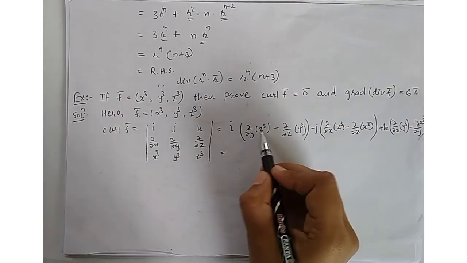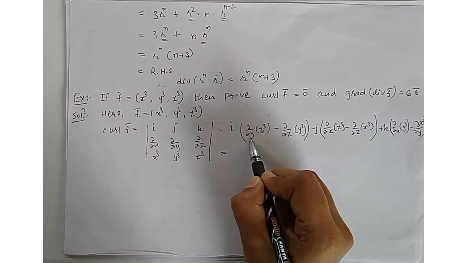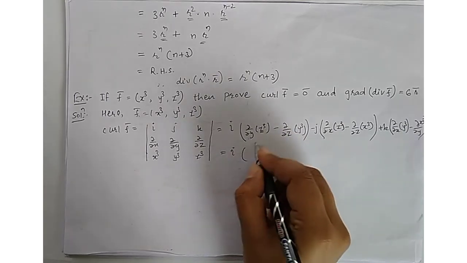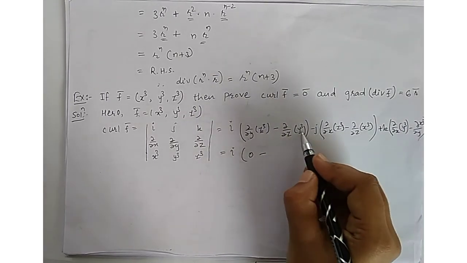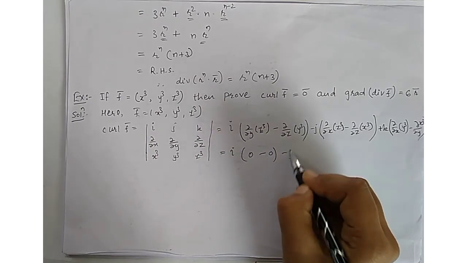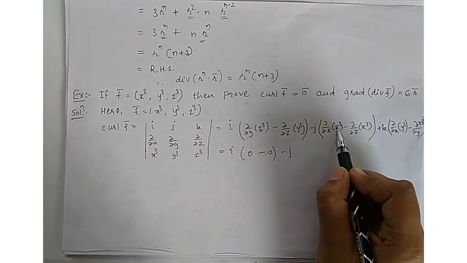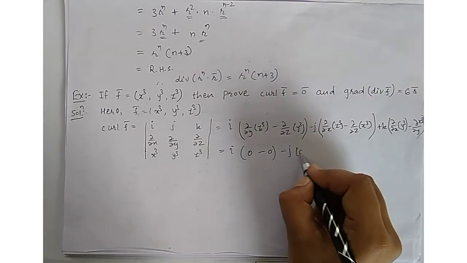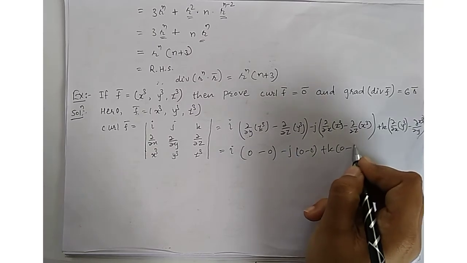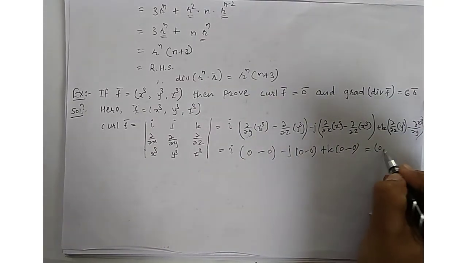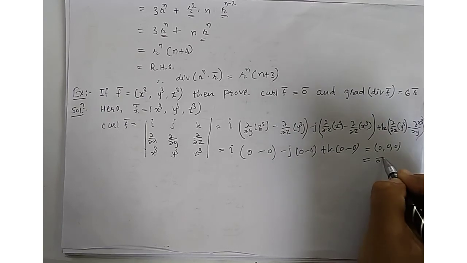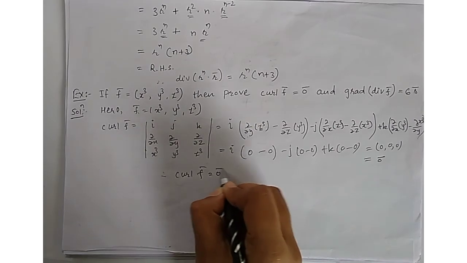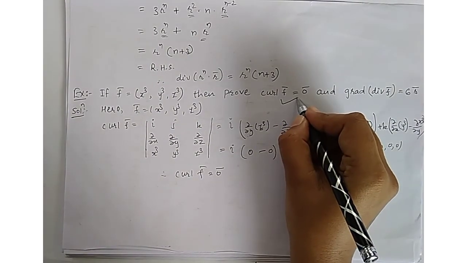So here is the function z, and we have to differentiate this z cube with respect to y. So it is 0, and here there is no z, so 0. Same, here is z, there is no x, so it is constant, 0. Same for all these. So 0 minus 0 plus k times 0 minus 0. So we get 0, 0, 0, and you can write it as 0 vector. So therefore, curl f bar is 0 vector. So first we have proved.